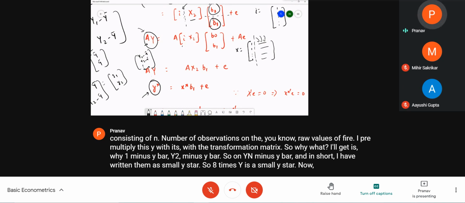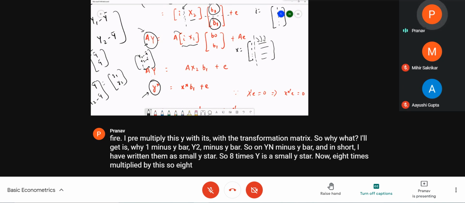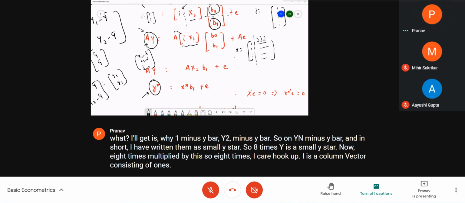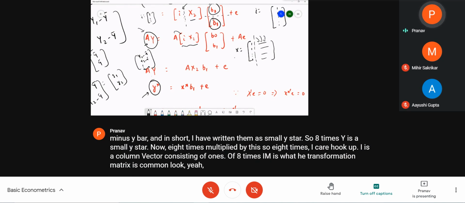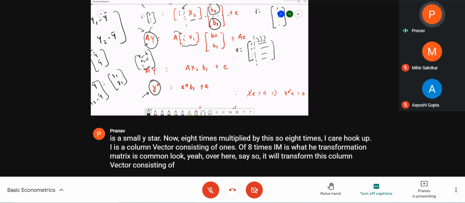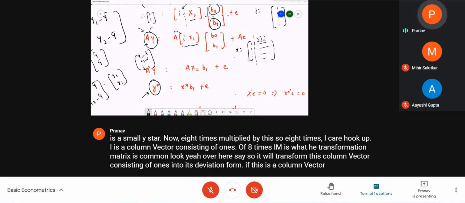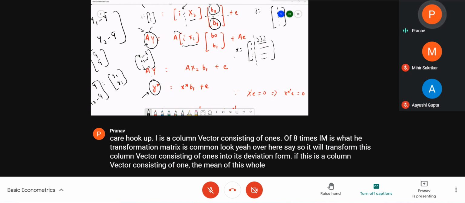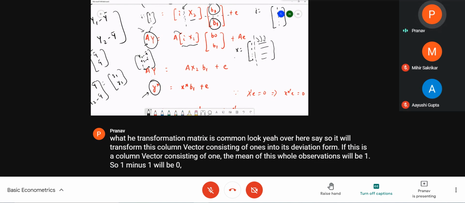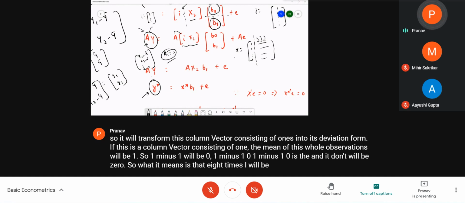Now A times i, what will it be? i is your column vector consisting of ones. Now A times i means what? This transformation matrix, if I pre-multiply by A, will transform this column vector of ones into its deviation form. Now if this is a column vector consisting of ones, the mean of these observations will be 1. So 1 minus 1 will be 0, 1 minus 1 is 0, 1 minus 1 is 0. In this way the nth term will also be 0. So what it means is that A times i will be 0, and that's why this term goes.